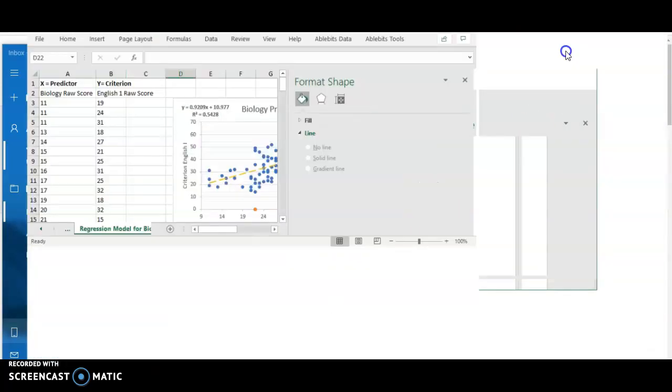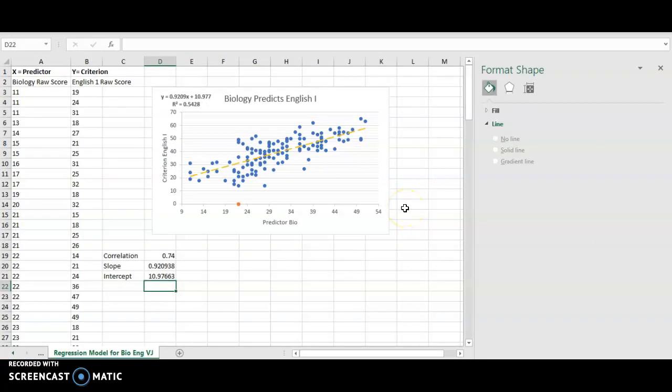And so based upon what I had just reviewed, I have what I consider a strong 0.74 correlation between using biology to predict what a student will score on their English 1 exam. And this is all due to the fact that I took out those outliers, only had a 0.62 last time as a correlation value. So this is much stronger just by taking out those 4 outliers from the previous data set.